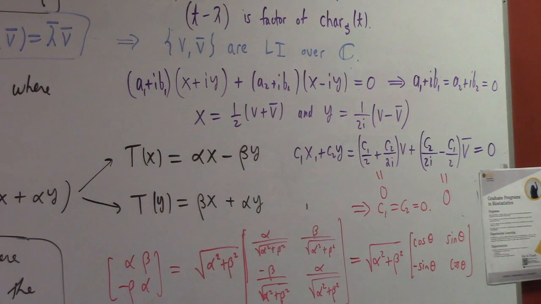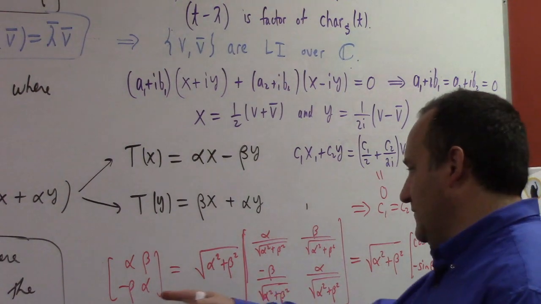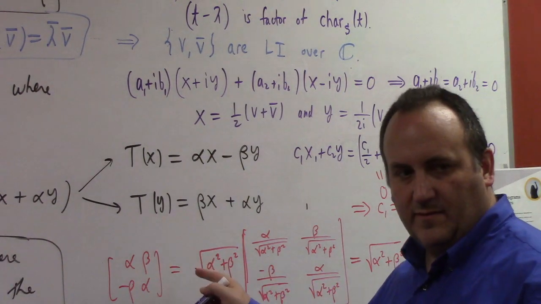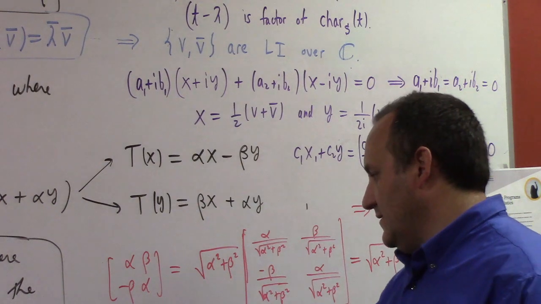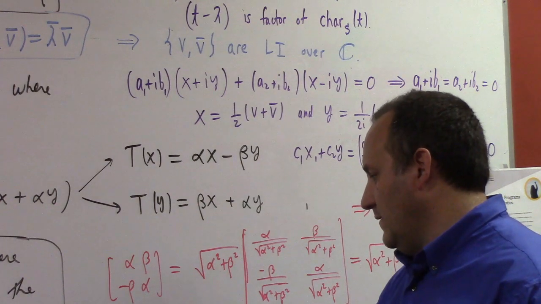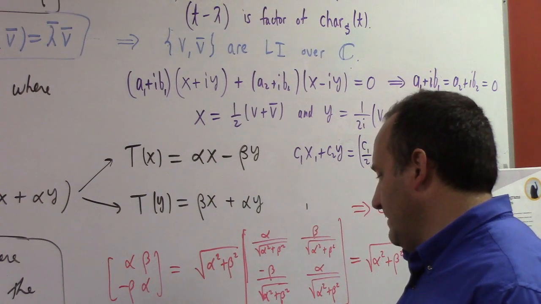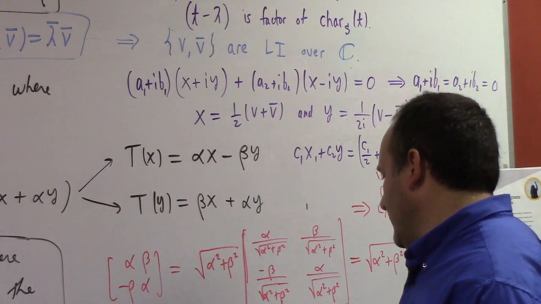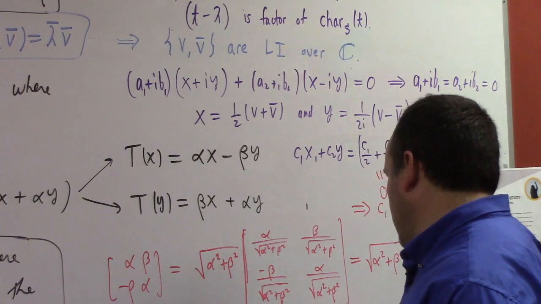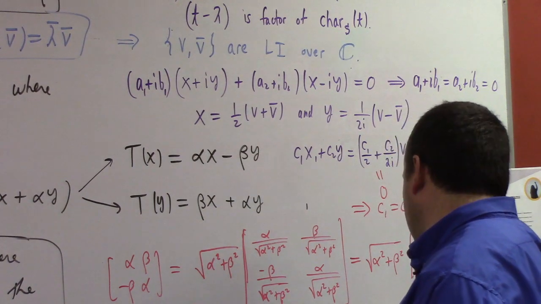Are we good? So, this is the first example of the real Jordan form. This is the real Jordan form 2x2 block for lambda equals alpha plus i beta.